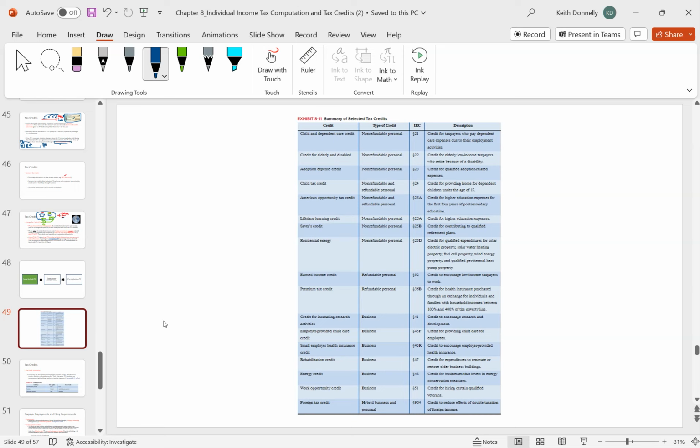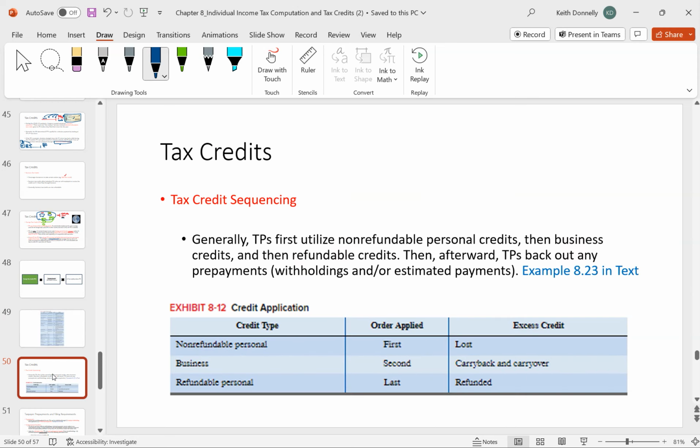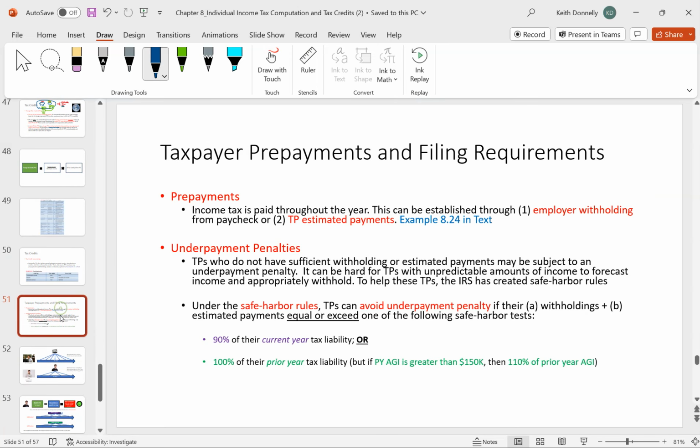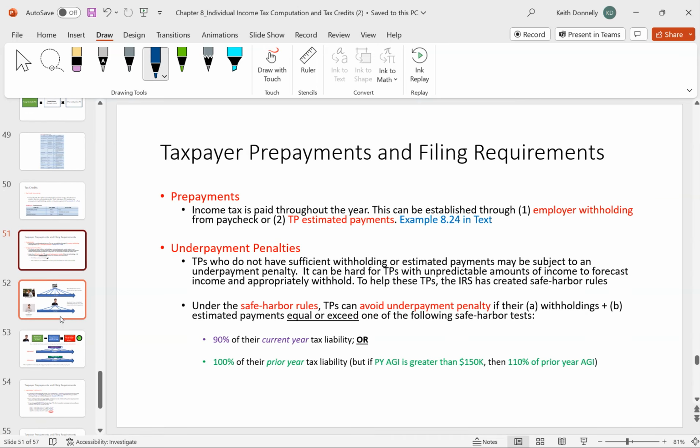Don't spend too much time on this because there's other nuanced credits in there. Just look it over. This says, hey, generally we're going to apply non-refundable credits first and then refundable credits afterwards. And on the back end, we're talking about prepayments and estimated payments.